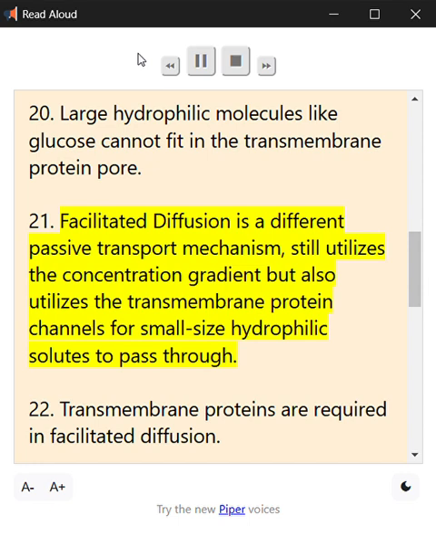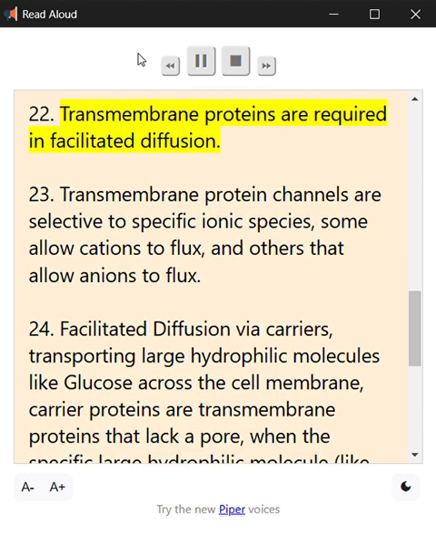21. Facilitated diffusion is a different passive transport mechanism, still utilizes the concentration gradient, but also utilizes the transmembrane protein channels for small-size hydrophilic solutes to pass through. 22. Transmembrane proteins are required in facilitated diffusion. 23. Transmembrane protein channels are selective to specific ionic species. Some allow cations to flux, and others allow anions to flux.